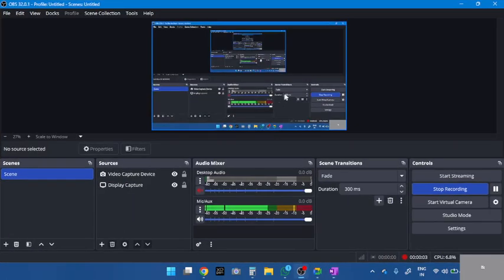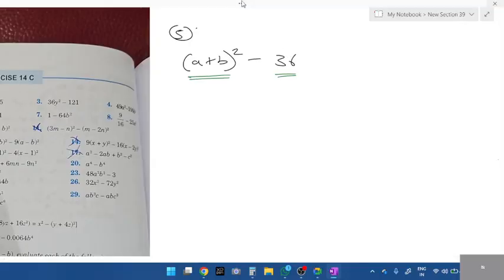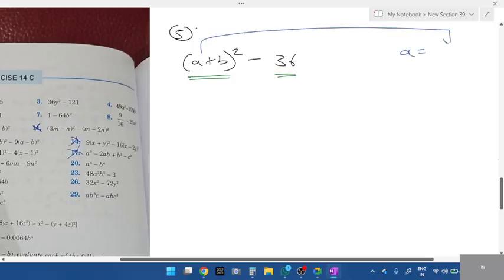Yes, 6 square is 36. Fine. So if you're getting confused how to solve, take a value. This entire thing you take it as a. What is a value? A plus b. And what is b value? No, no. A plus b. B value is how much? 6, or 36. 6. Then what's the formula we use?